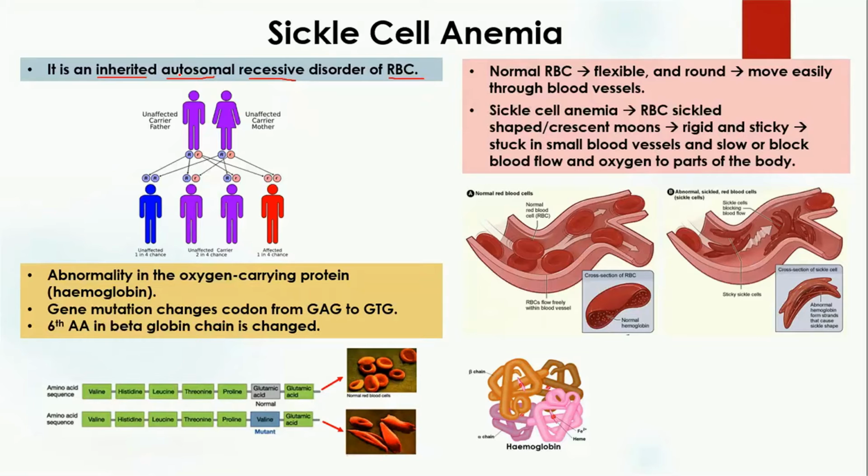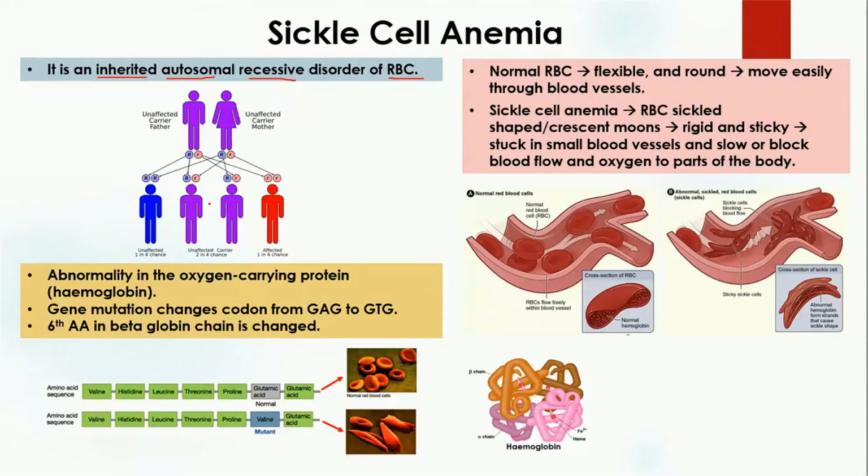Autosomal means that the gene that causes this disease is present on the autosomal chromosomes and not on the sex chromosomes, which are X and Y. Recessive means that it can only express when both alleles of a gene are recessive. Otherwise, if one dominant and one recessive allele is present, this disease cannot express. And it is a disorder of red blood cells.